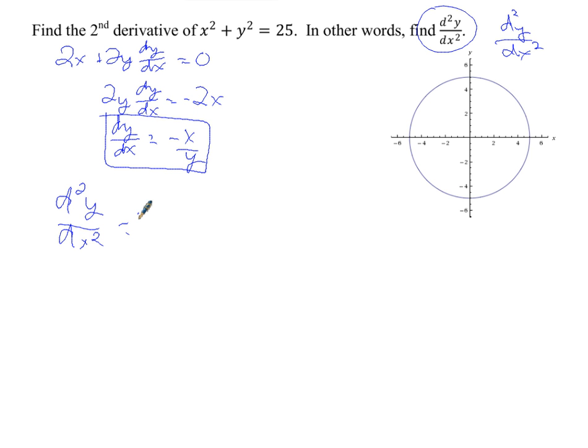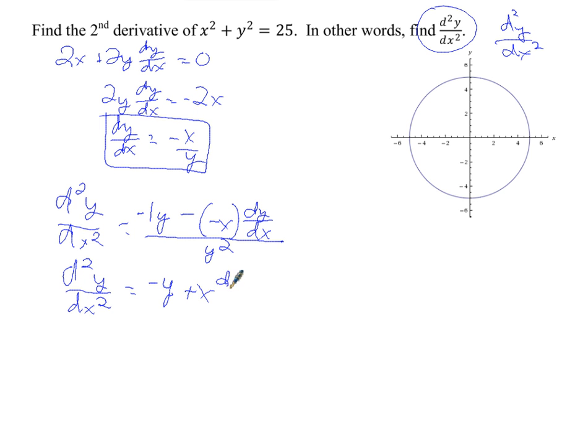The derivative of f is negative 1 times the original g, which is y, minus the derivative of g, which is 1 dy over dx, times the original f, which is negative x, over y squared. Okay, so let me simplify that down a little bit. d squared y over dx squared equals negative y plus x dy over dx all over y squared.